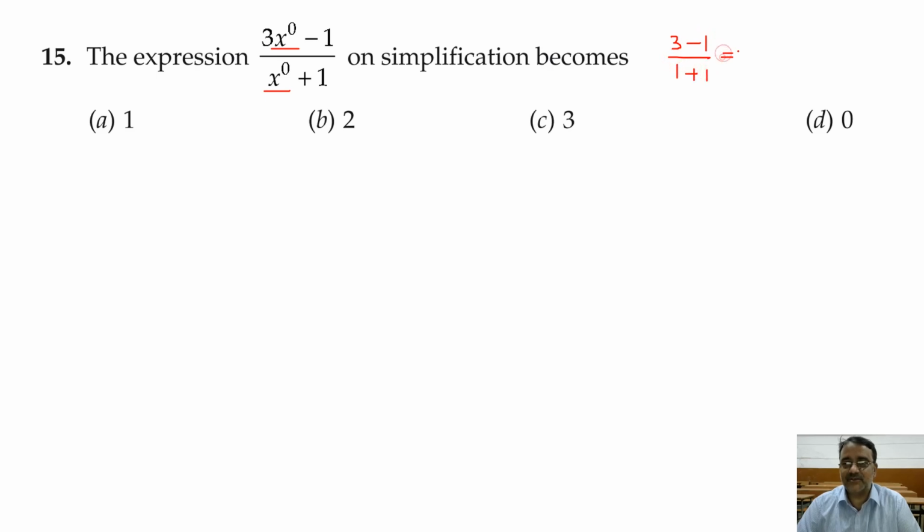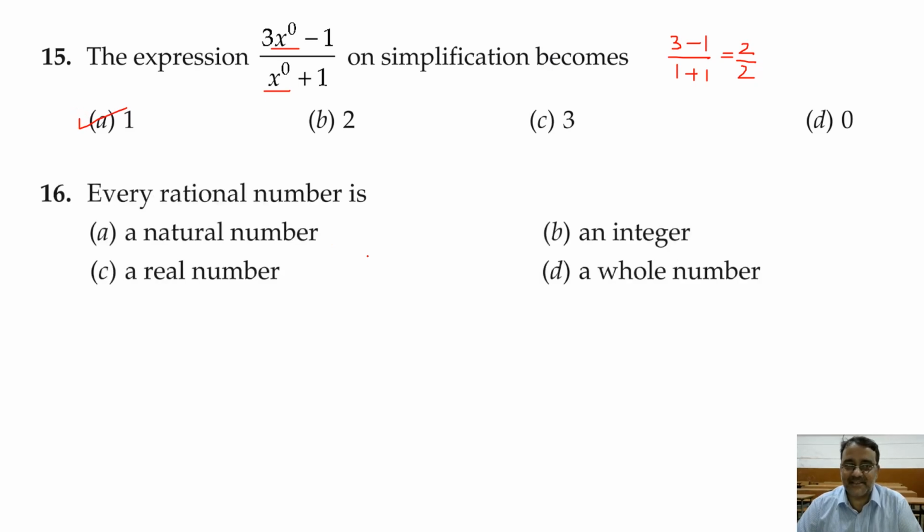Right? That means 2 by 2. So what is the correct answer? Option B. Option A, 1. Right. So now we are moving toward question number 16.